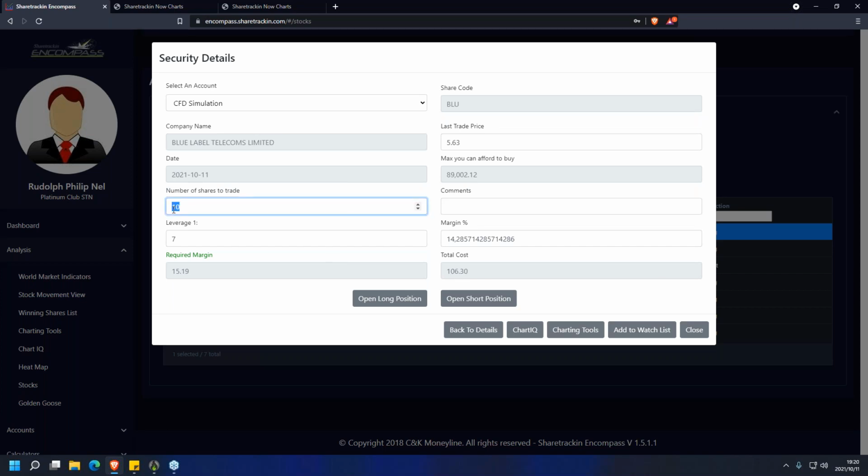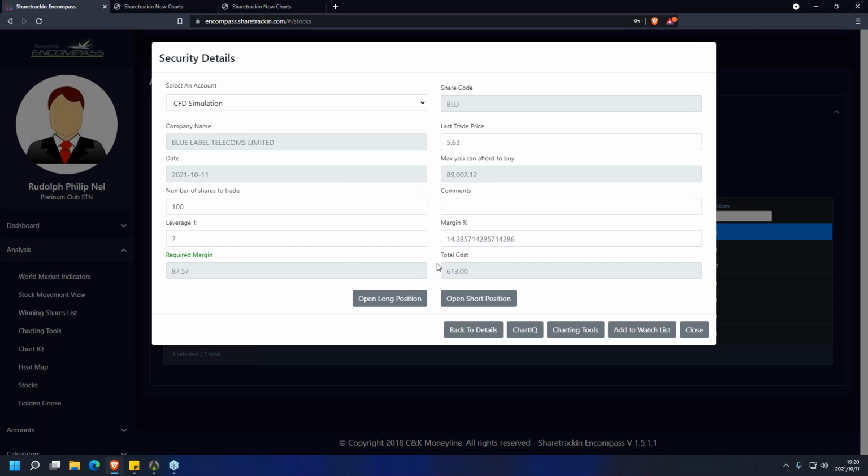If I take more shares, let's say 100 shares, I will be paying 87 Rand 57, but my total cost would be 613 Rand. And also on top of this total cost is a 50 Rand brokerage. So we did put in a brokerage on the software now as well. So you will be paying brokerage on the CFD accounts also.